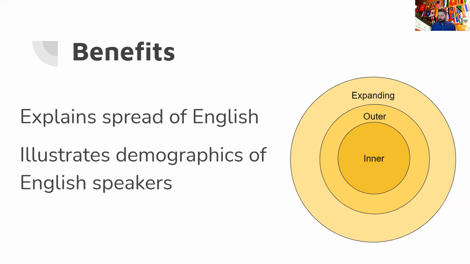Another interesting aspect about this model that I think maybe wasn't the intention of it originally is that it's helpful at illustrating the demographics of English speakers, how many English speakers there are in these different circles of English. What we're seeing as English continues to expand around the world is there are more and more non-native speakers of English than there are native speakers in the inner circle. And so that's another benefit, perhaps an unintentional benefit, that it's showing that lots of people are speaking English and they are not native speakers.